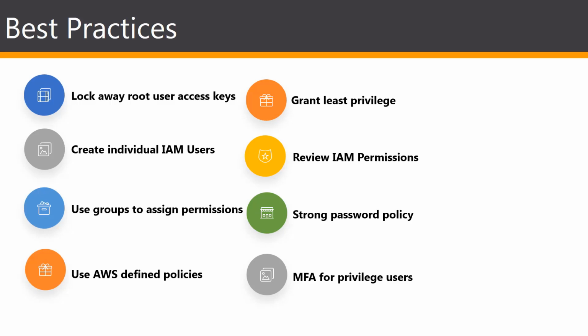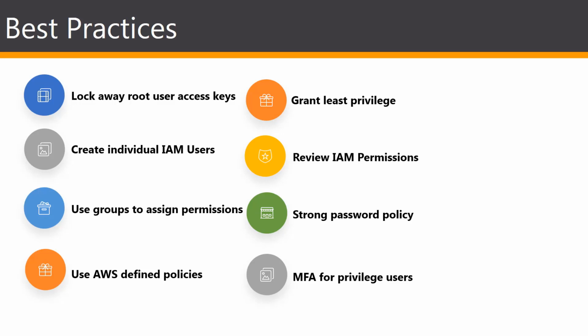Instead, you can create individual users for anyone who needs access to your AWS account. For example, first and foremost, create an IAM user for yourself and give yourself administrative permissions. Next, use groups to assign permissions to IAM users. Instead of defining permissions for individuals, it's usually more convenient to create groups that relate to specific job functions such as developers, administrators, accountants, and so on.